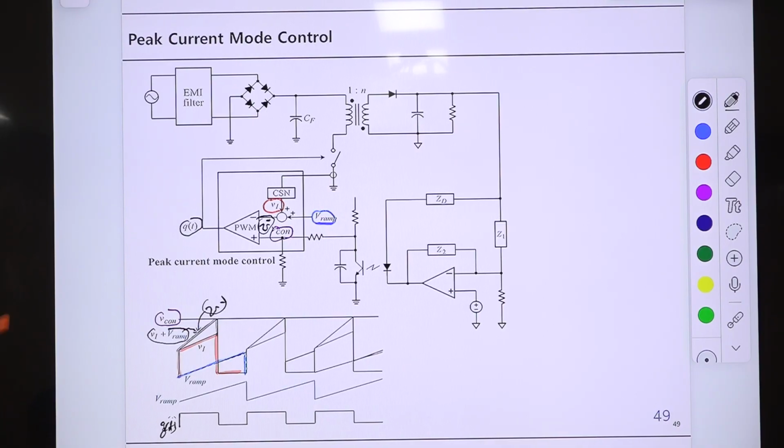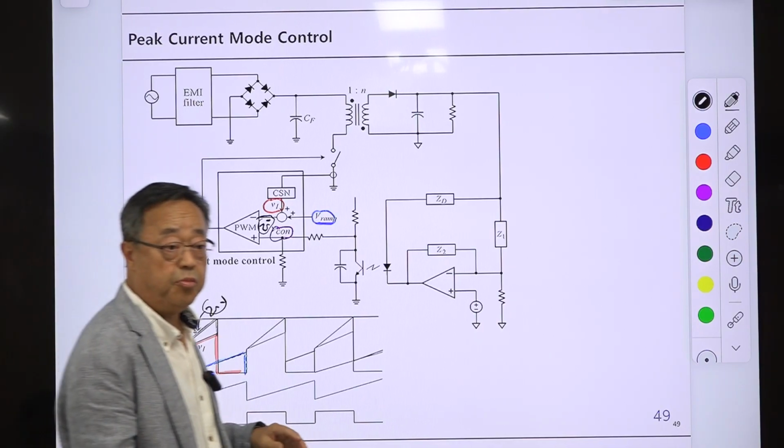Okay, when this intersects with this V cone, this QT, the switch drive signal, was high and it becomes low, something like this. That is the basic principle of peak current mode control for any PWM converter. This is enough to understand, explain, design or analyze the peak current mode control.